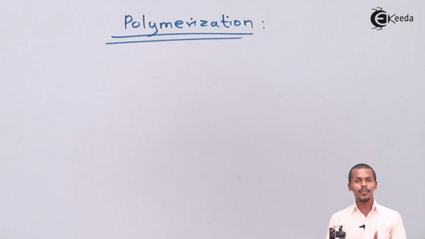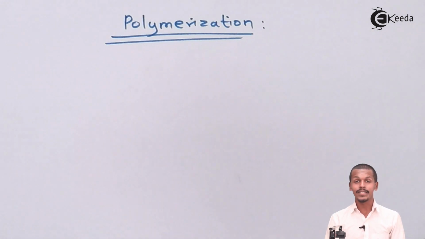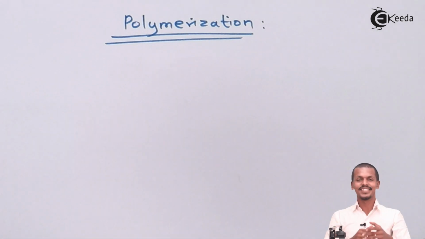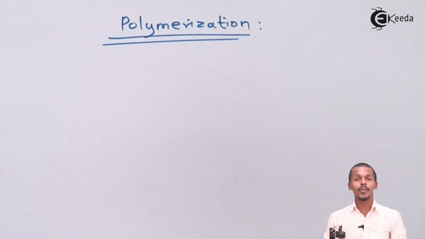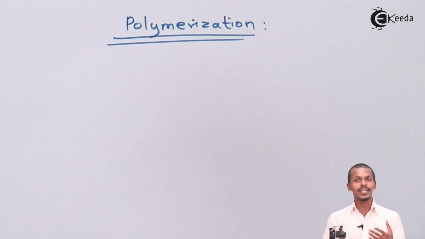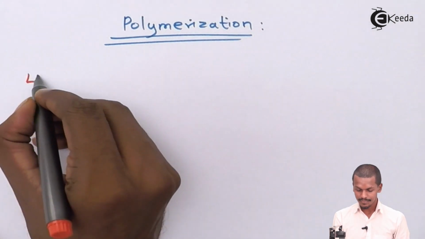So now we are going to do the polymerization of acetylene, that is ethyne. The polymerization is of two types in this case. One is linear polymerization and one is cyclic polymerization. So let me talk first of all about linear polymerization.